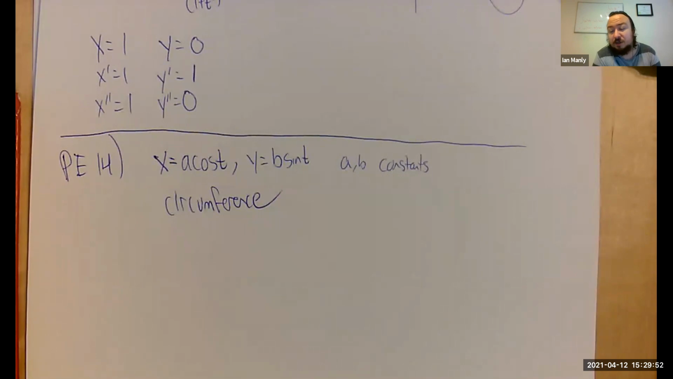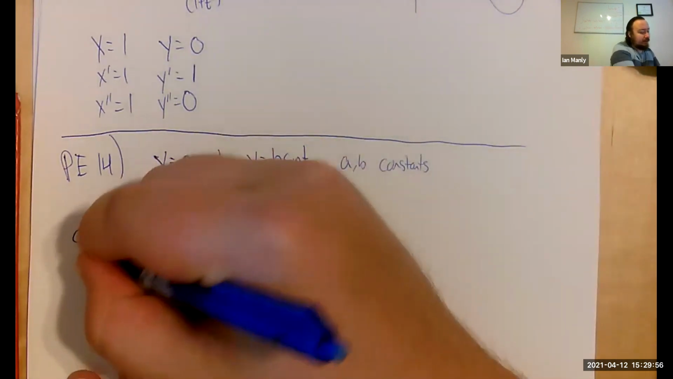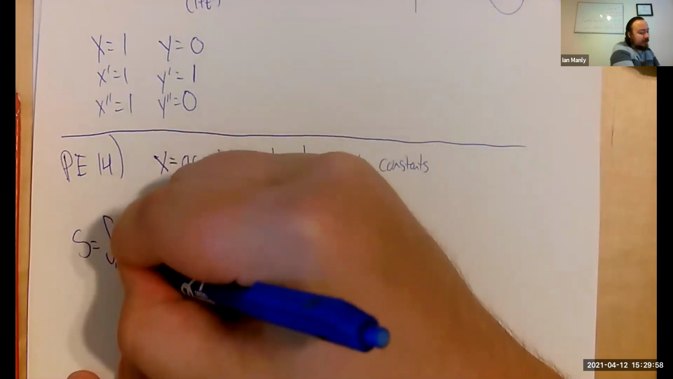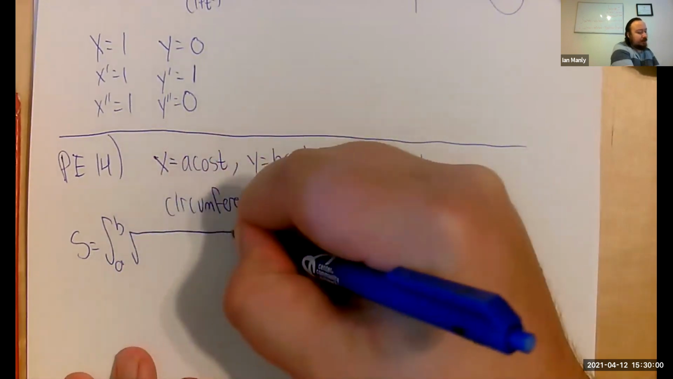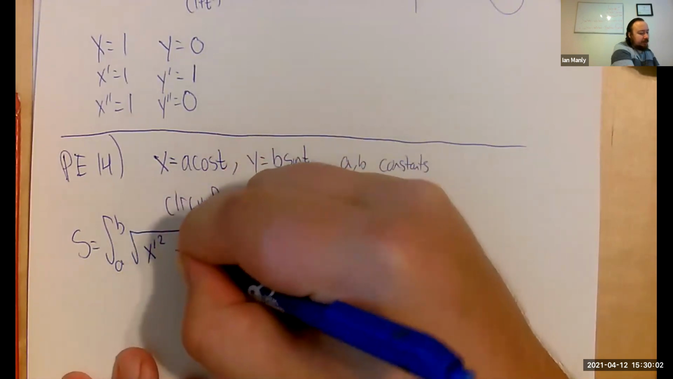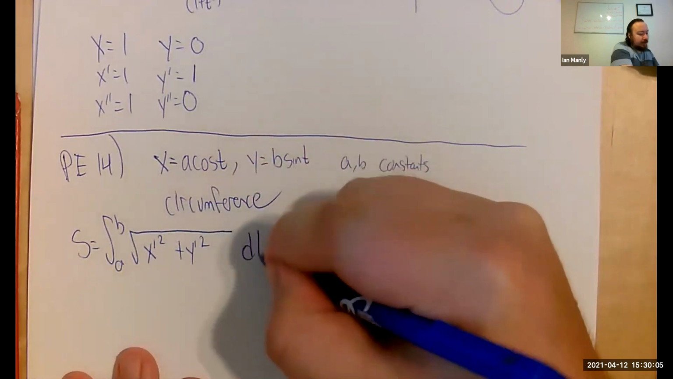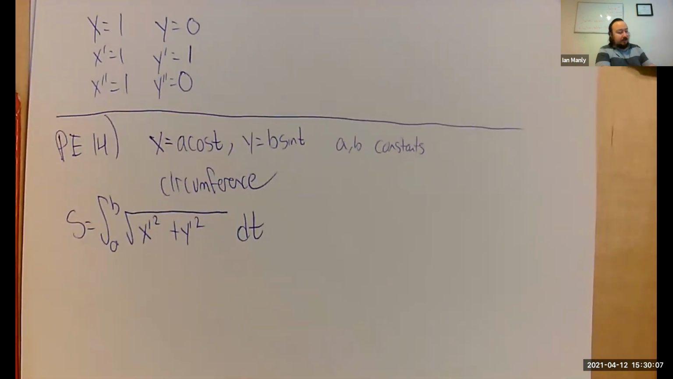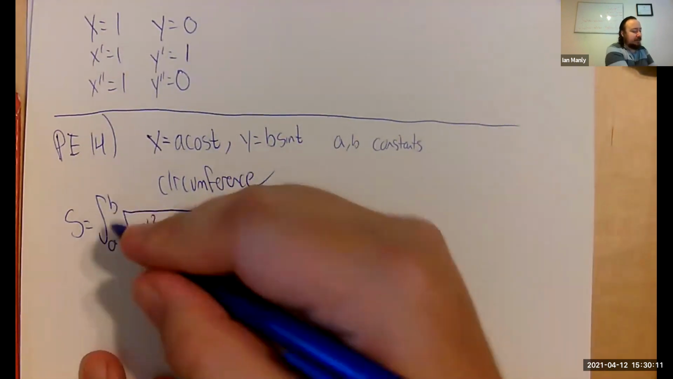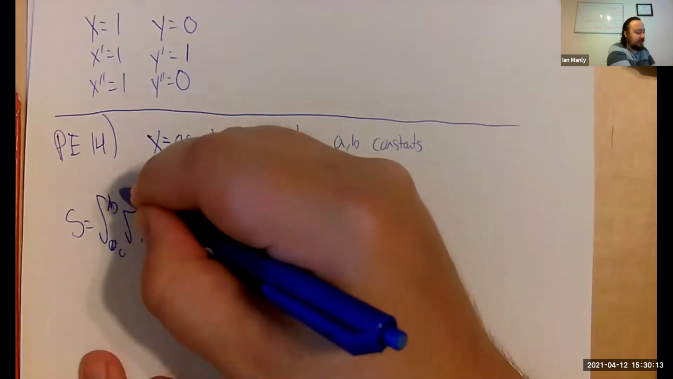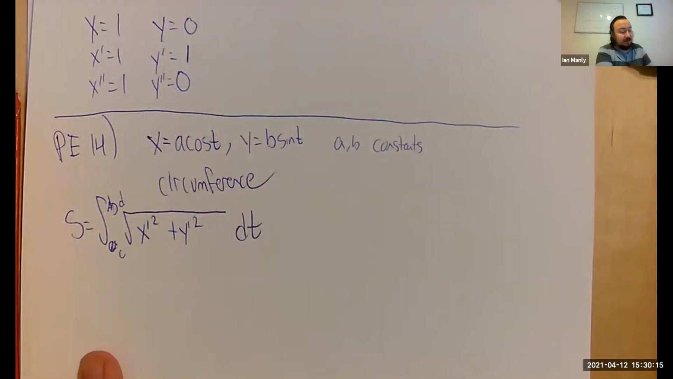That's right. We use the arc length integral. So our arc length integral is the integral from a to b of the square root of x prime squared plus y prime squared dt. I guess a and b are kind of bad for this because we already used a and b. I'm going to call them c and d. But these are just the bounds here.